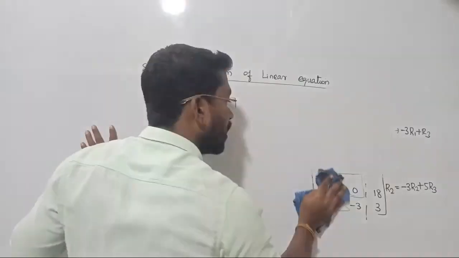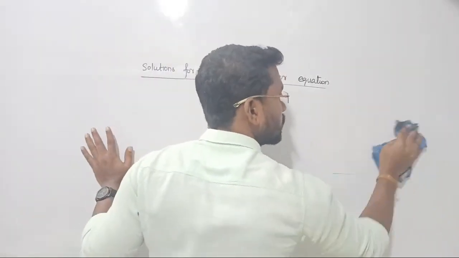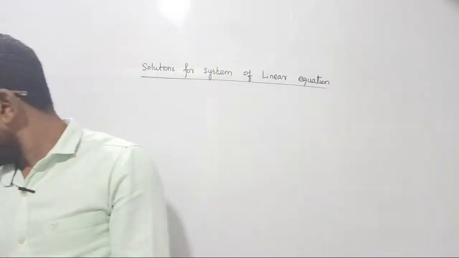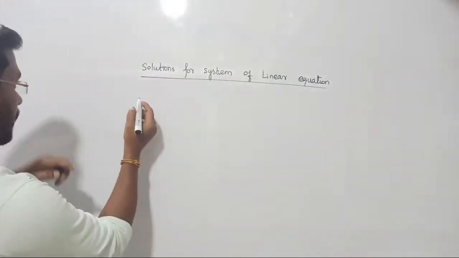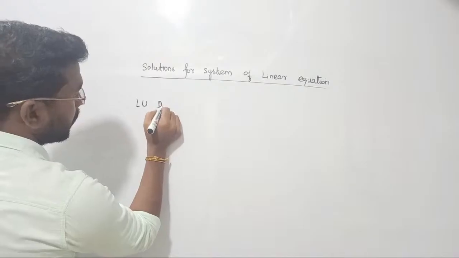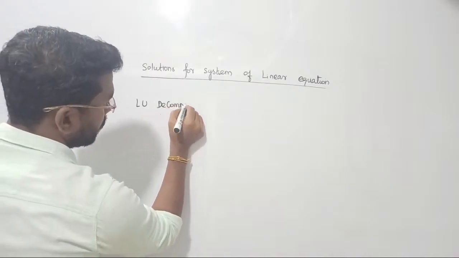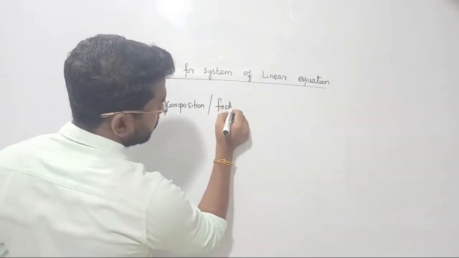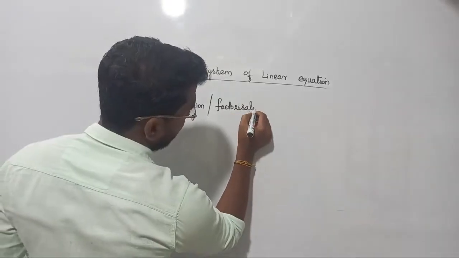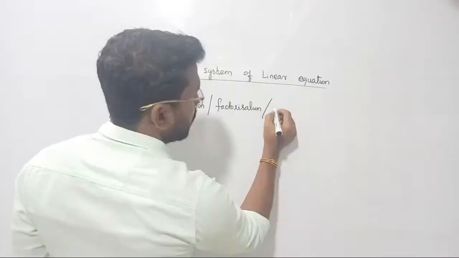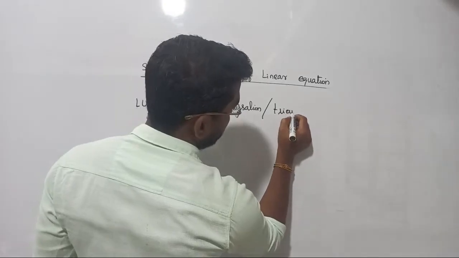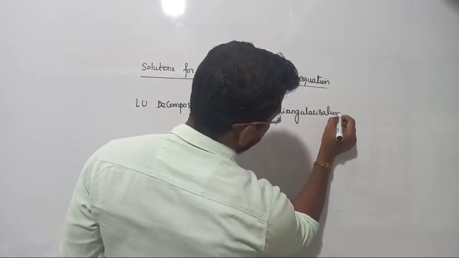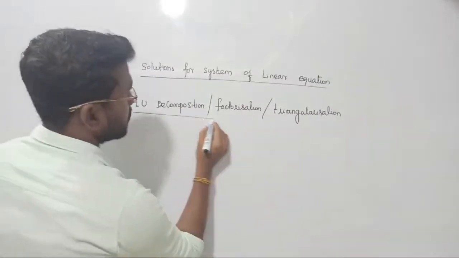So the next method is LU decomposition method. Let me demonstrate. The next one is LU decomposition method. It is also called factorization method. It is also called triangularization method. So there are three names for this method.